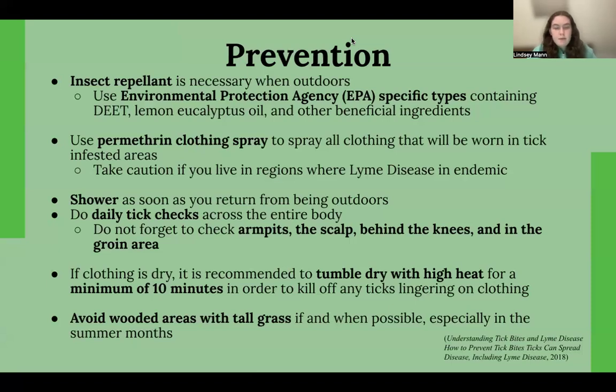Showering as soon as you come in from being outdoors and doing daily tick checks is so important. That's the best way to check yourself and make sure you don't have any. A lot of common spots for ticks that people miss are the armpits, the scalp, behind the knees, and the groin area. It's also recommended that if you come in from being outside and your clothing is dry, you put it in the dryer on high heat for a minimum of 10 minutes, because that high heat will kill the ticks if there's any lingering on your clothing.